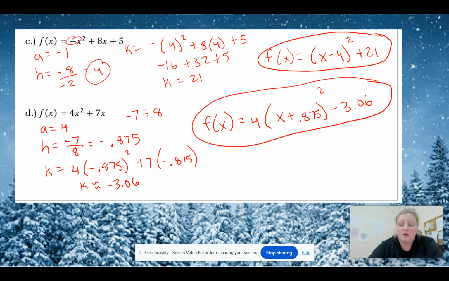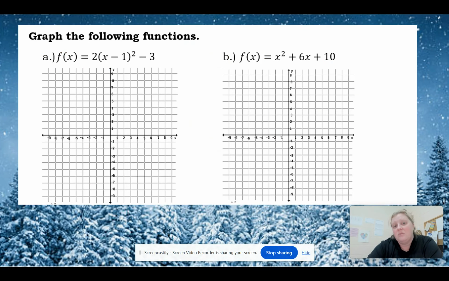So in our next video, we're going to take that skill that we learned about converting to vertex form, and we're going to do some graphing with it.